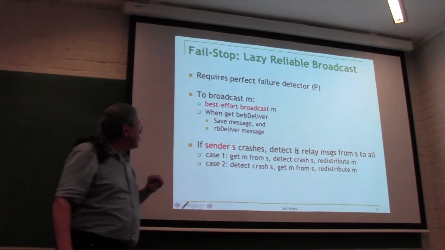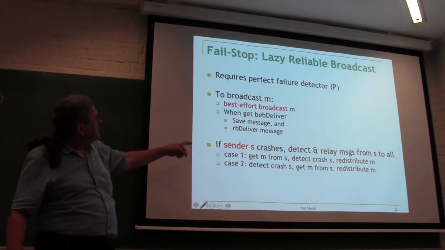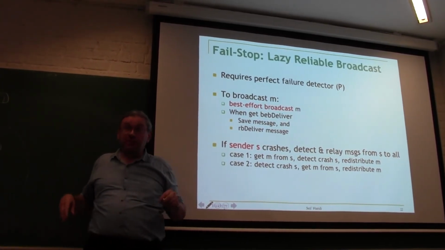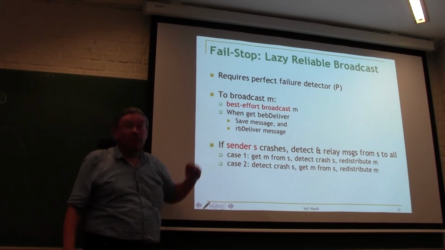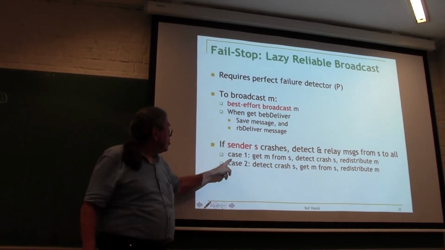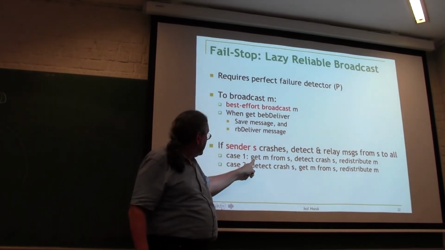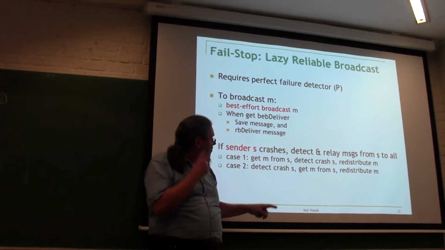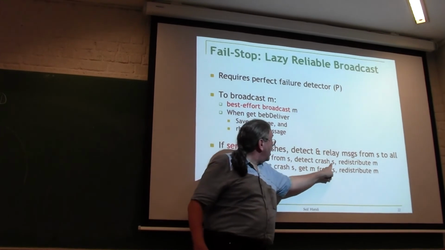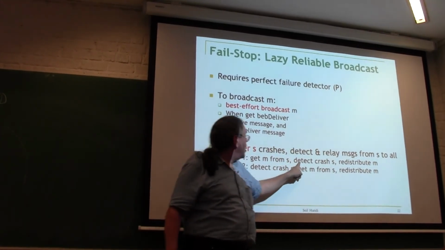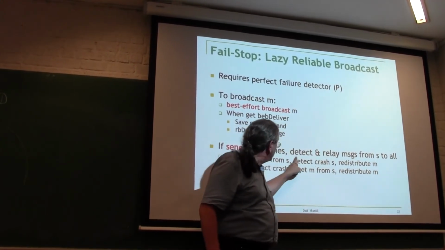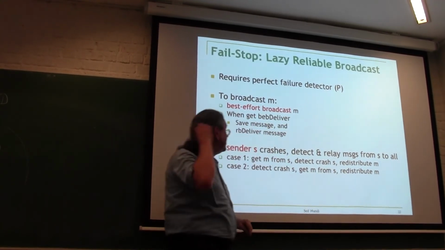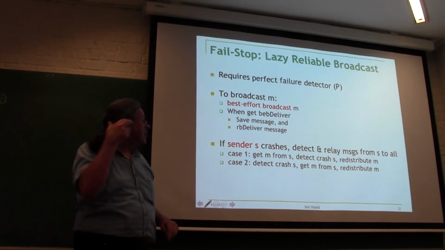If the sender crashes, so this is the trick. If the sender crashes, the other nodes will see that because of the perfect failure detector. So, for example, another node will get the message M from the sender. It will then detect the crash. That's the perfect failure detector. And once it detects the crash, it will itself do a best effort broadcast. It will redistribute M. Okay?